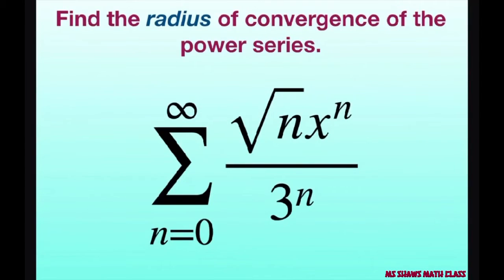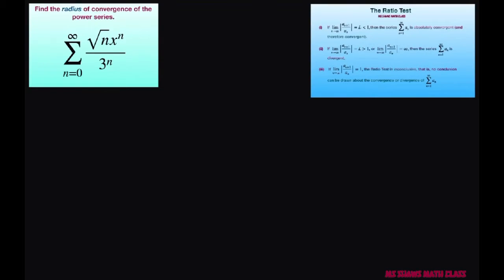Everyone, we're going to find the radius of convergence of the power series. So we'll get started. We're going to use the ratio test. I'm going to look at condition 1, and I know you can't see that very well, so let me write it out. The limit as n approaches infinity, absolute value of a sub n plus 1 divided by a sub n.